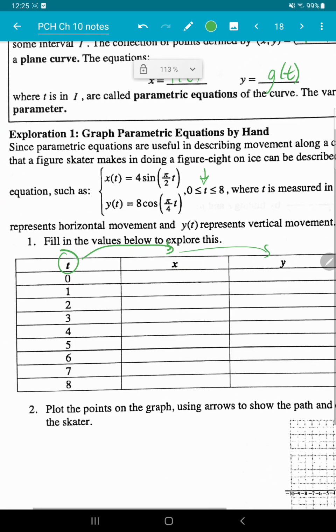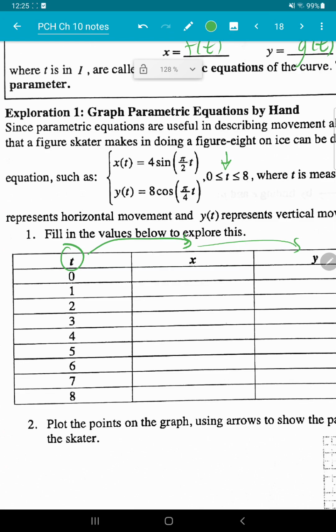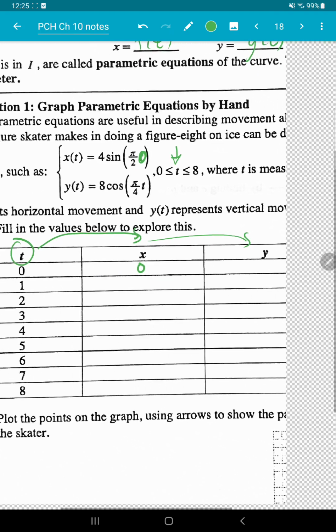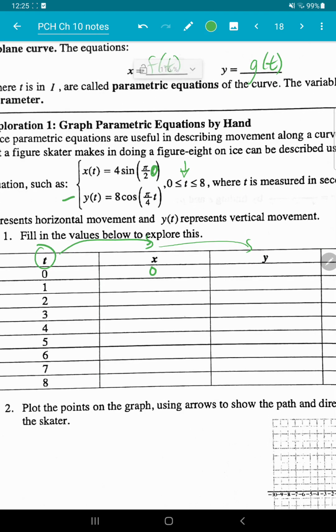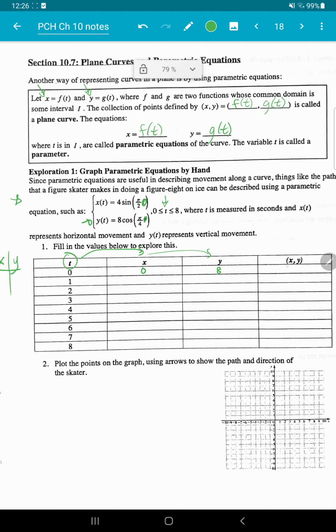We're going to start off with the x value. When we plug in 0, we get 4 sine of pi over 2 times 0. Since pi over 2 times 0 is 0, we get sine of 0. Sine of 0 is 0, and 0 times 4 gives us 0. We can do the same thing for y. Putting t equals 0 into our y equation, 0 times pi over 4 is 0. Cosine of 0 is 1, and 1 times 8 gives us 8. So at t equals 0, we get the ordered pair (0, 8). We then can proceed and finish off the rest of the table.